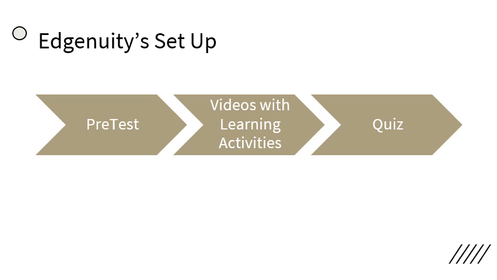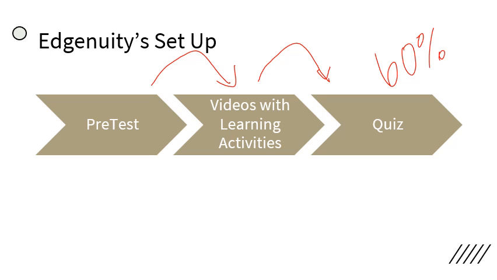Edgenuity setup is pretty simple and it typically follows the same pattern. Students will be given a pretest, and for credit recovery, we set that threshold at 60%. If they pass the pretest, they'll just go to the next standard. If they do not pass it, then they are exposed to videos that have different activities or other elements to it. And then at the end of that, they're expected to take a quiz that they need to pass at 60%.